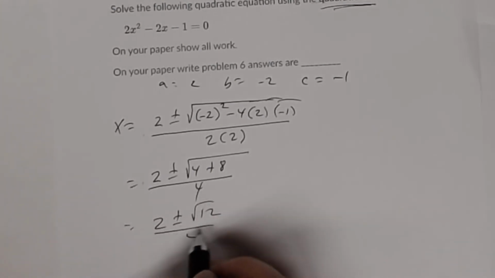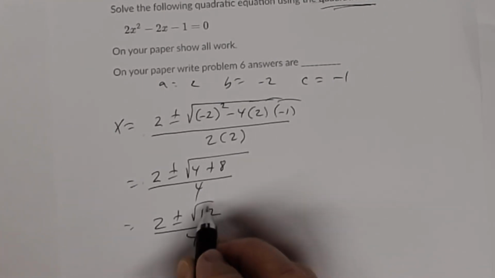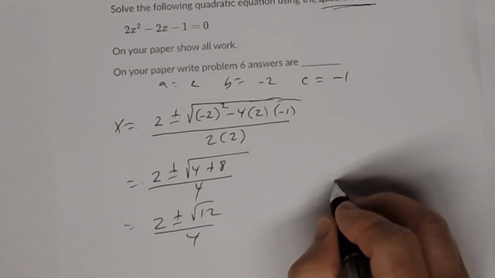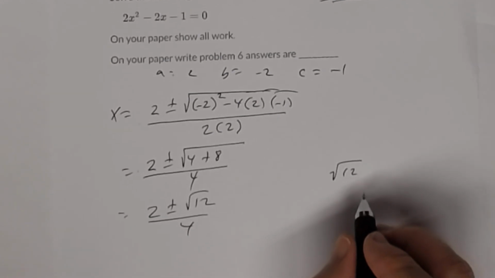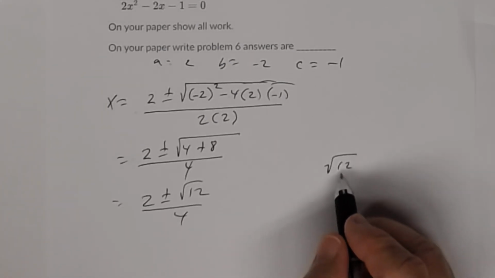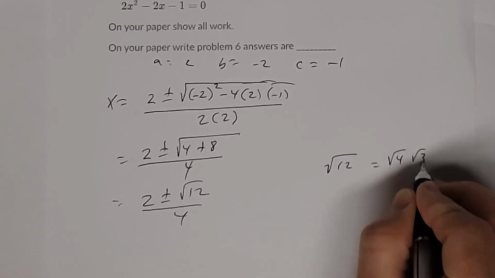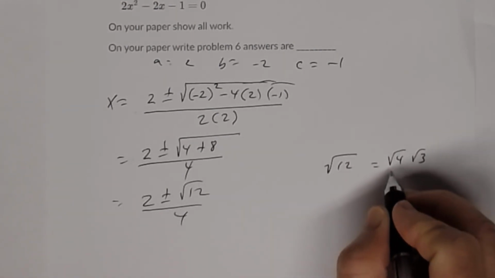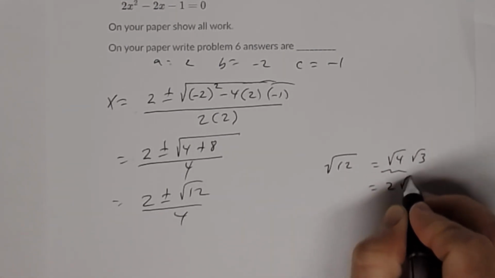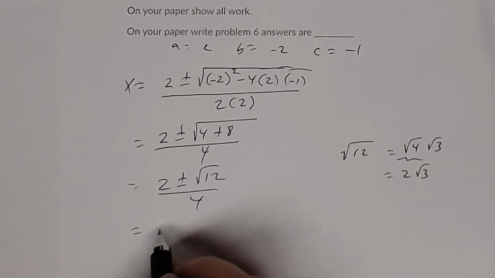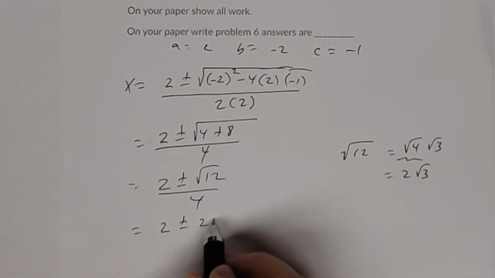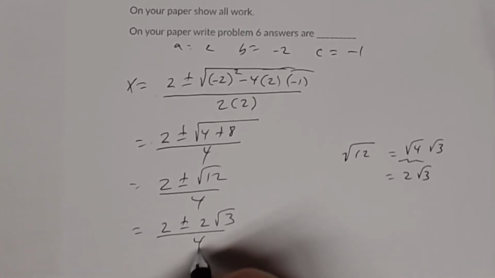And notice I had to see that square root of 12 in here. Now we're going to simplify the square root of 12 because we know that a perfect square that goes into 12 is 4. So I can write this as the square root of 4 times the square root of 3. 4 times 3 is 12. The square root of 4 is 2, so this becomes 2 square root of 3. So then I have 2 plus or minus 2 square root of 3 divided by 4.